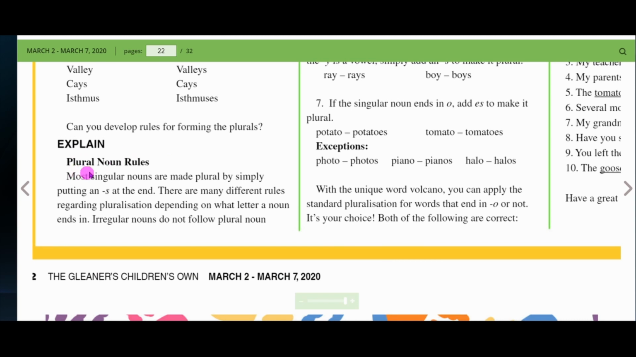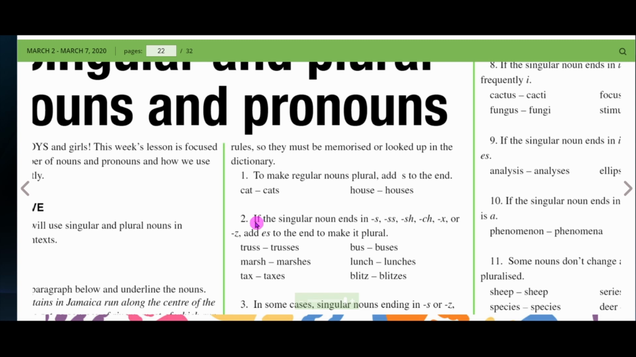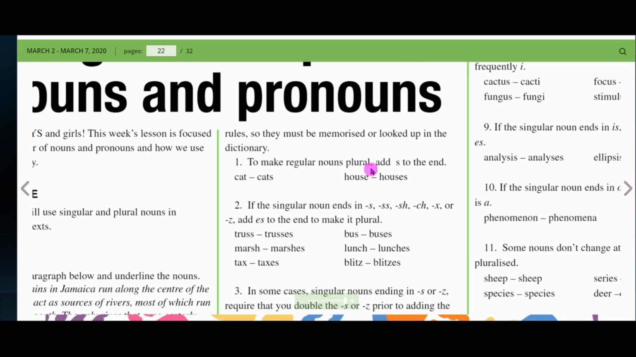Explain. Plural noun rules. Most singular nouns are made plural by simply putting an S at the end. There are many different rules regarding pluralization depending on what letter a noun ends in. Irregular nouns do not follow the plural noun rules, so they must be memorized or looked up in the dictionary. Rule 1. To make regular nouns plural, add S to the end. So we have one cat but many cats, one house but many houses.